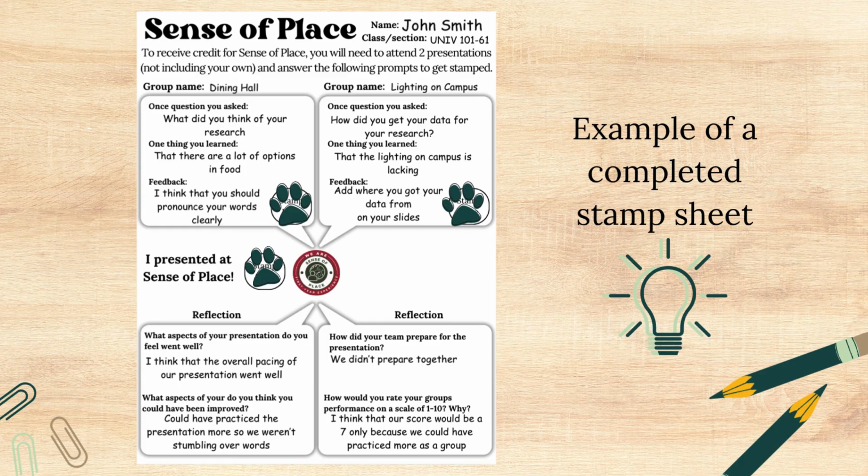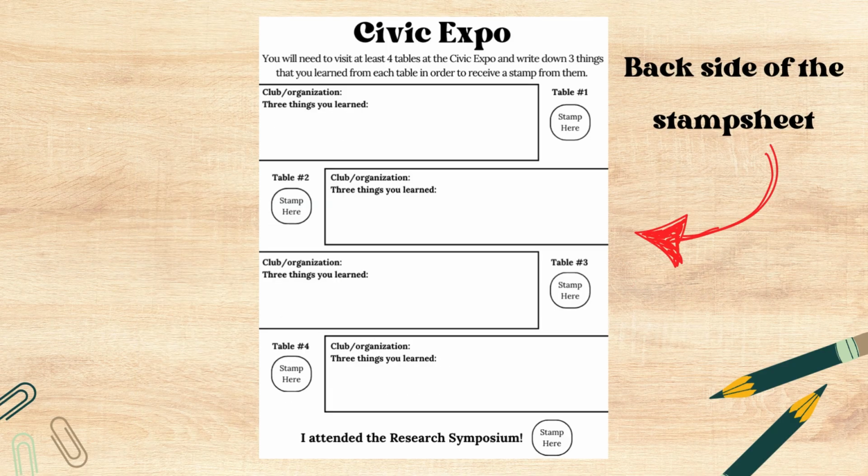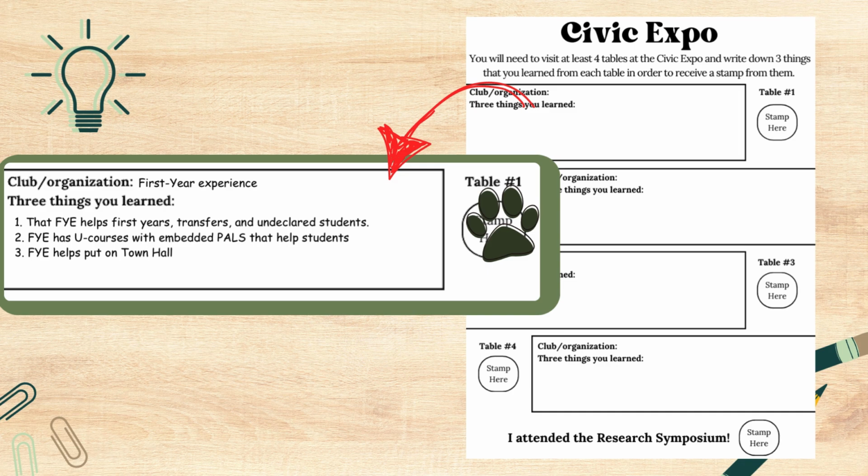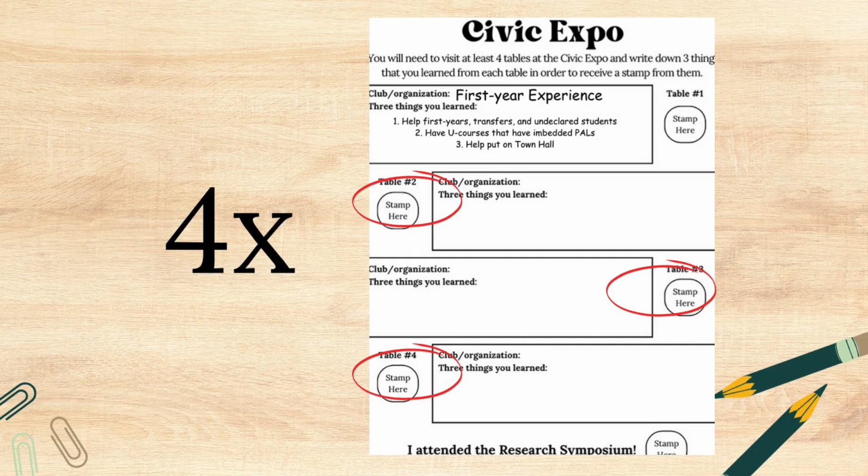So once you've gotten 3 stamps on the front side, you'll move to the back side. The backside is for Civic Expo and the Research Symposium. So you'll go ahead and visit 4 clubs and organizations, and you'll write down 3 things that you learned from each one of them in order to get a stamp. So here's an example. And then once you've done that, you'll receive a stamp. You have to do this 4 times, and then you'll go ahead and move on to either the Research Symposium or the rest of your day.